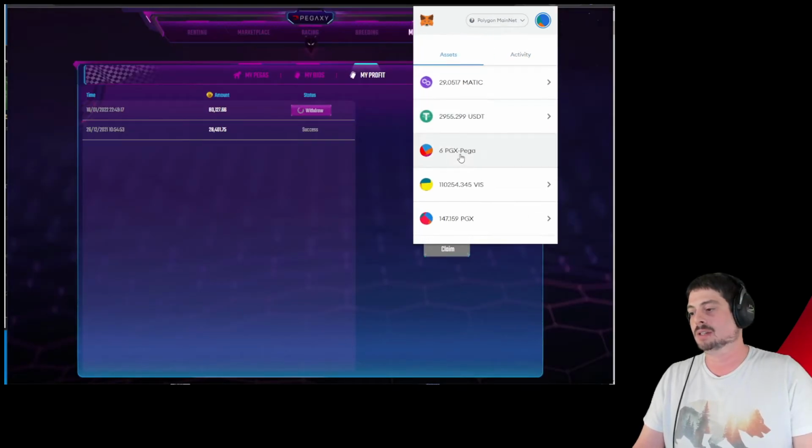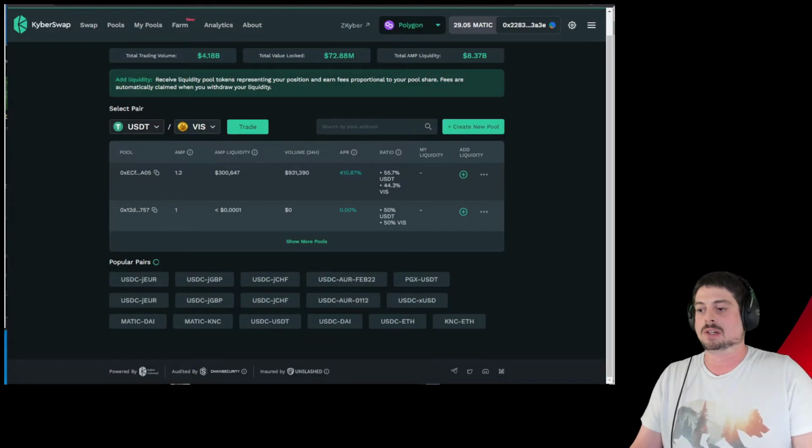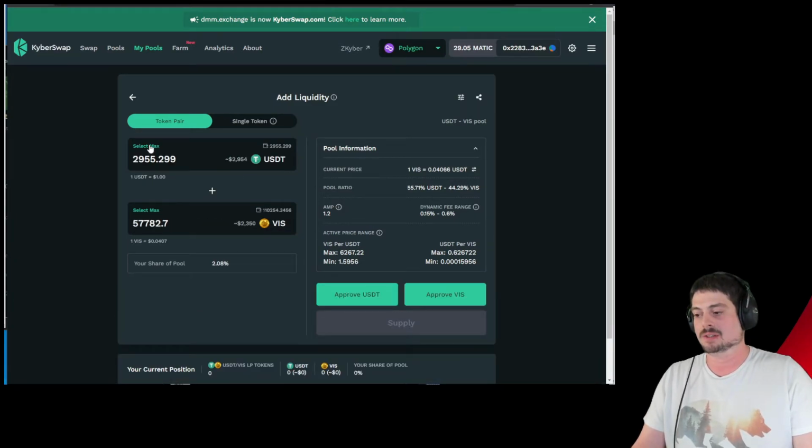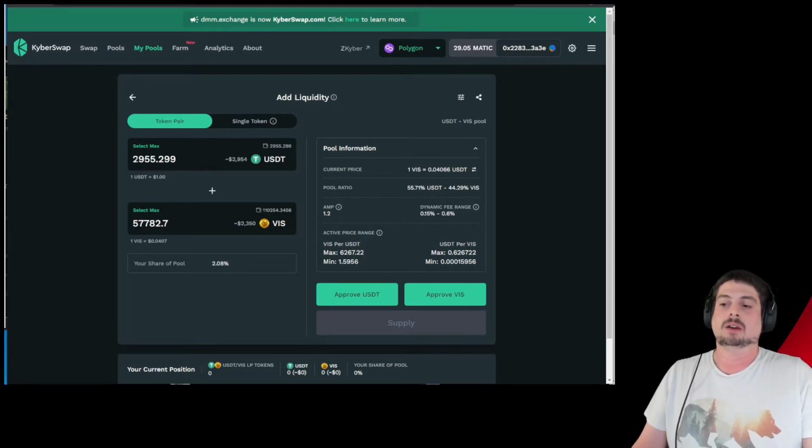Let's check again, see if it updates in the assets. Bam, 110,000 Viz. We're going to go over here to Kyber Swap because we have the USDT as well. We're going to add liquidity to this pool. Select max, add $5,000. We do have this much. We will be putting in almost $3,000 in USDT and very similar in Viz.